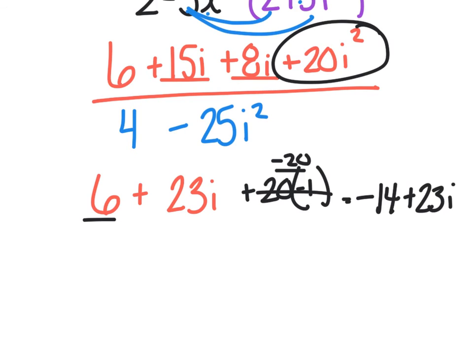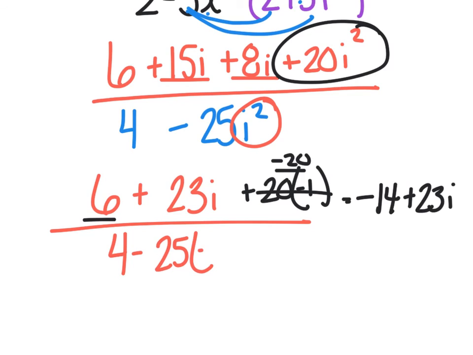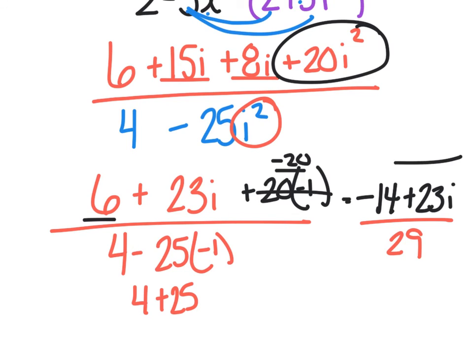Now I'll clean up that denominator. I have 4 minus 25 times i squared, which is really negative 1. So that really gets me 4 plus 25. So I can say divided by 29. Okay? Now, the same goes. If there's a GCF, we want to factor the top, and then I can cancel with the bottom. But notice there's no GCF here.